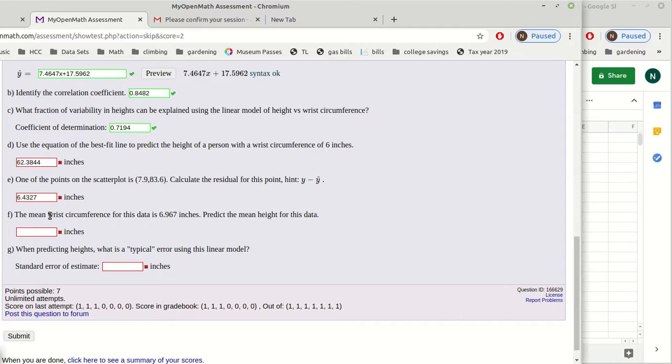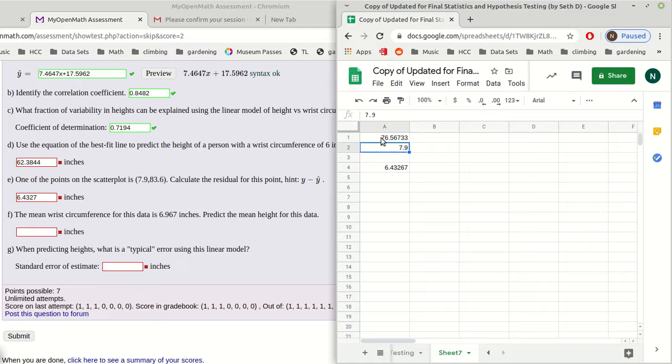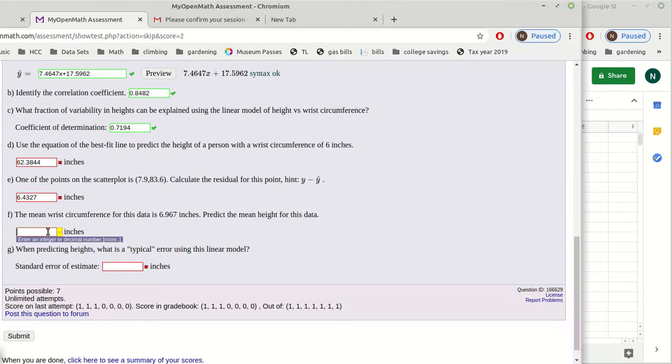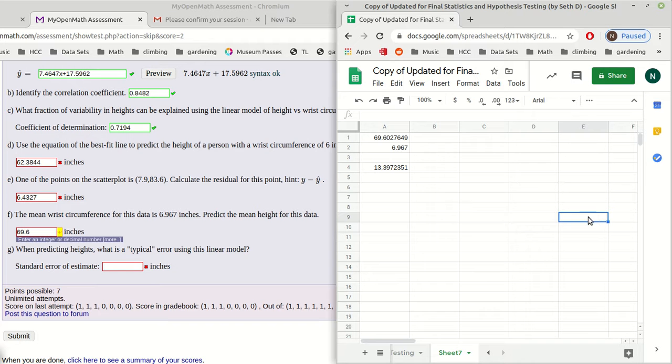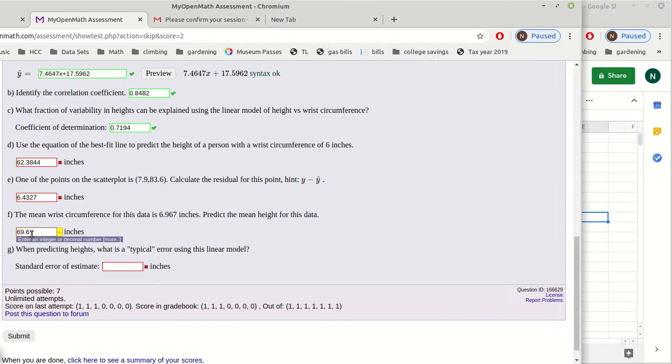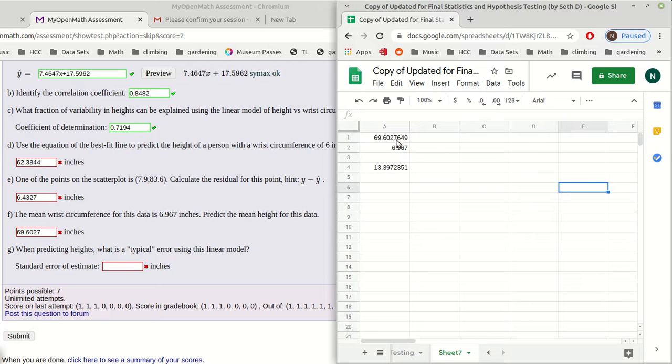The mean wrist circumference for this data is 6.96 inches. Predict the mean height for this data. So we just take our line again and plug in 6.96. So let's go ahead and do that here. 6.967. And our mean height should be 69.6. I don't know how many decimals I need to go out. 69.6028, I think.